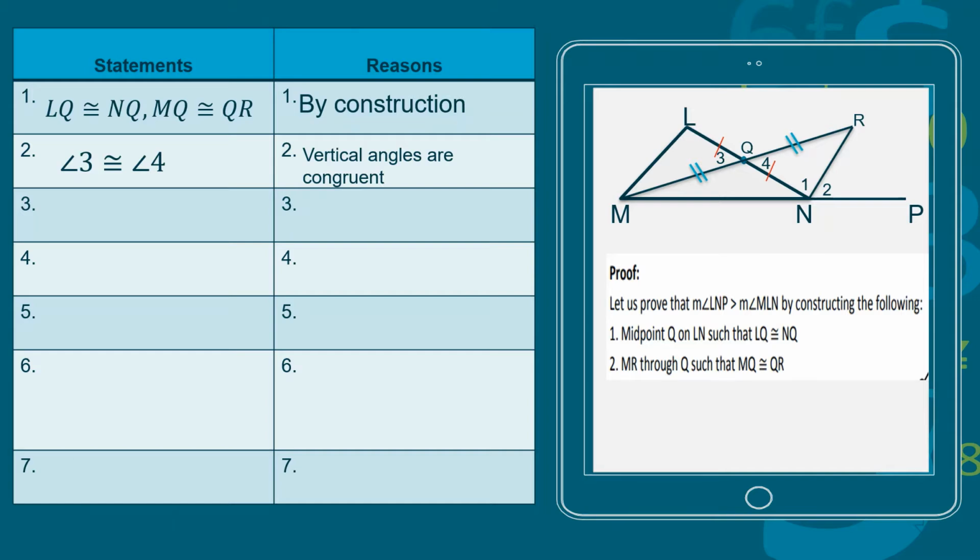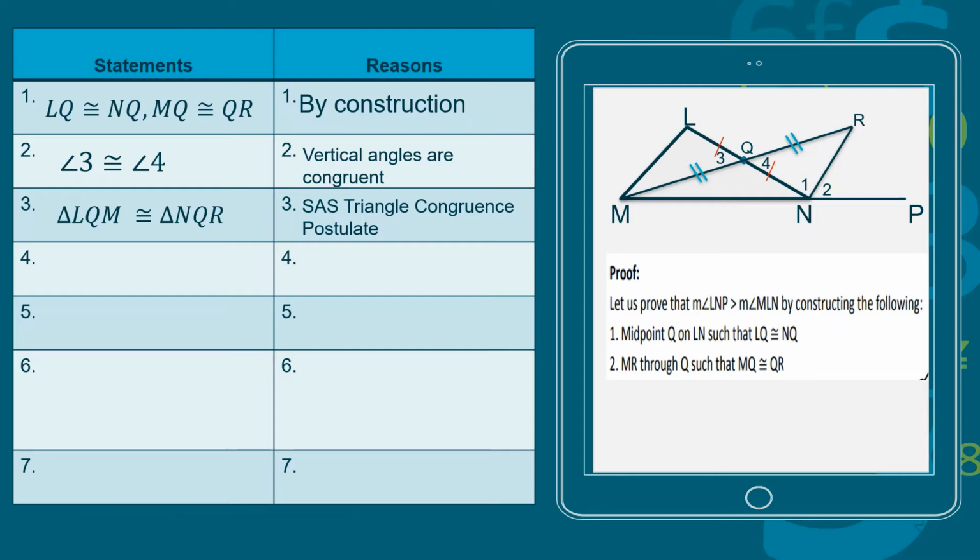Based on statements 1 and 2, relate the two triangles from the illustration. What can we say about the two triangles formed? Correct. Triangle LQM is now congruent to triangle NQR. Why are they congruent? Let's look at the markings: angle 3 and angle 4 are congruent. Therefore, they are congruent because of the SAS triangle congruence postulate.